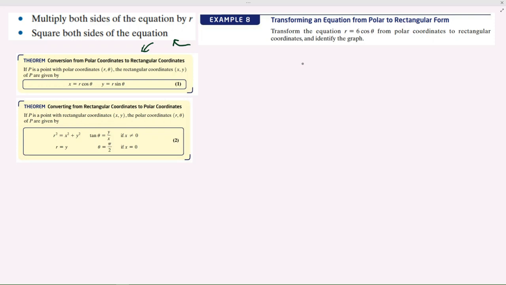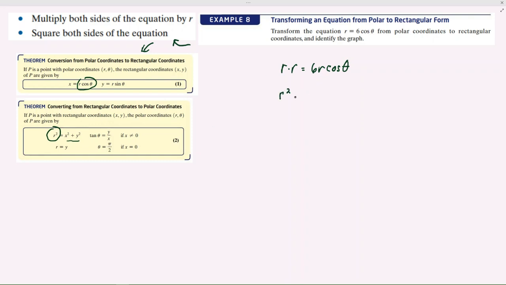So the thing that's going to help me decide this here is that I know r squared in terms of x and y, and I know x in terms of r cosine theta, right? So if I multiply both sides by r, I would get over here r times r, and then over here I'll get 6r cosine theta, and then I've created expressions that can tap into these equations.